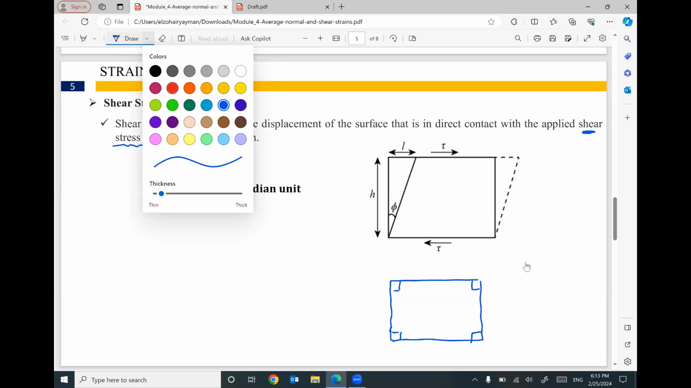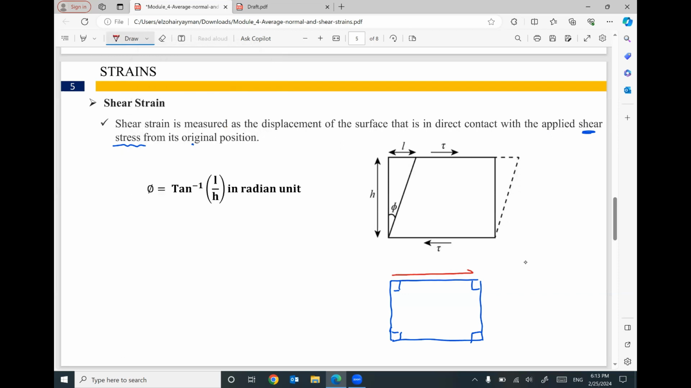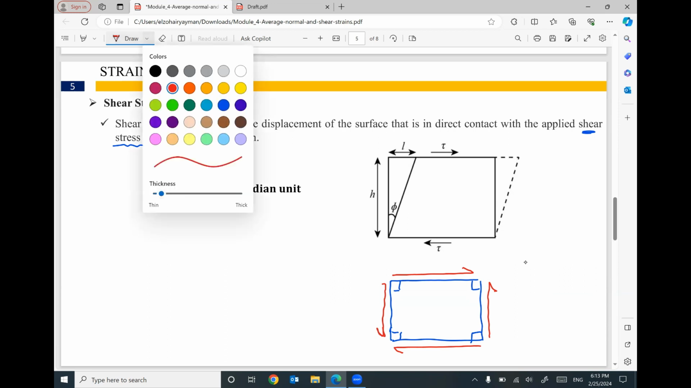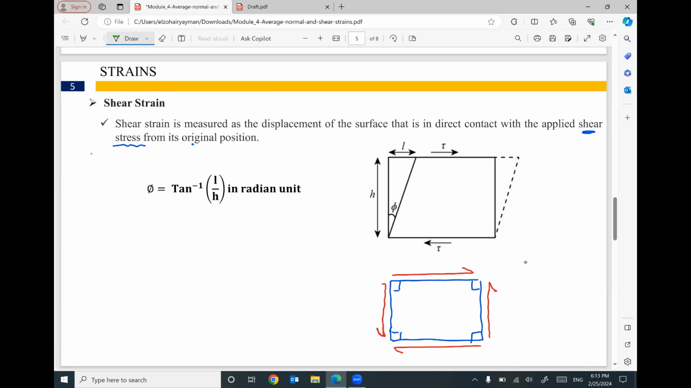If we apply shear stress, the shear stress is parallel to the surface. So we should expect deformation for this rectangle to be something like this. Maybe something like this. So this angle originally was a right angle, but right now it will be an acute angle. So we have this little deformation in the angle.